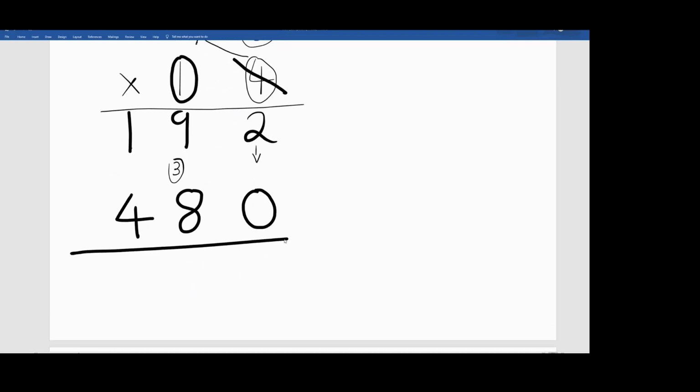Then I add them up. So 2 add 0 is 2. 9 add 8 is 17. So I have 7 carry the 1. 4 add 1 is 5. Plus the 1 is 6. That is 672.